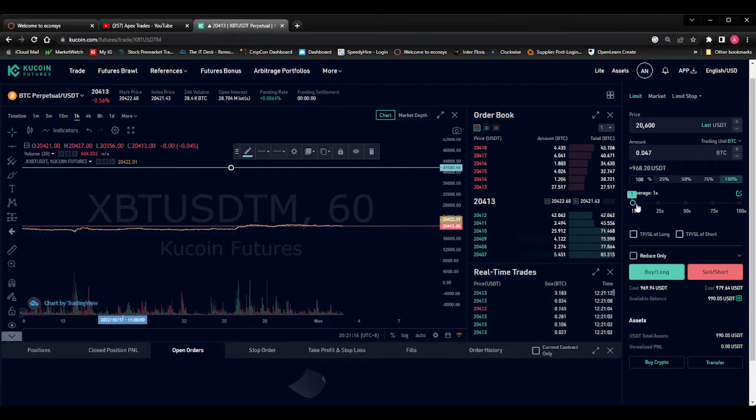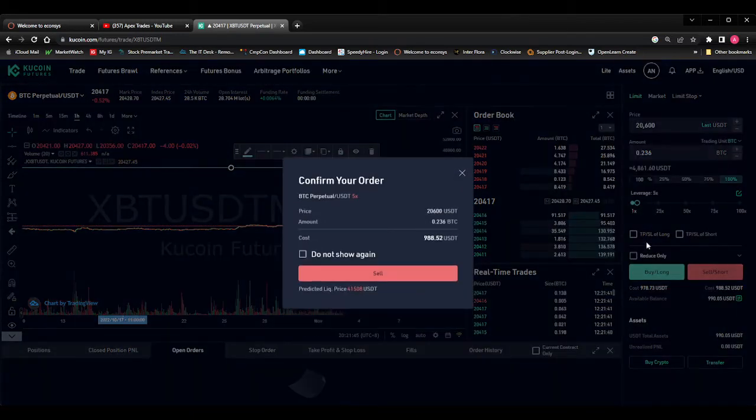But what happens if I want to use 5x leverage? Well, at 5x, already we see a massive jump, because instead of being able to trade with $990, we're now able to trade with $4,861 or 0.23 Bitcoin. So what would that mean if we wanted to put an order in at that point? Same again, we want our order in at 20,600. We're using 100% of our account. Let's put the short in. It doesn't execute the short, by the way.